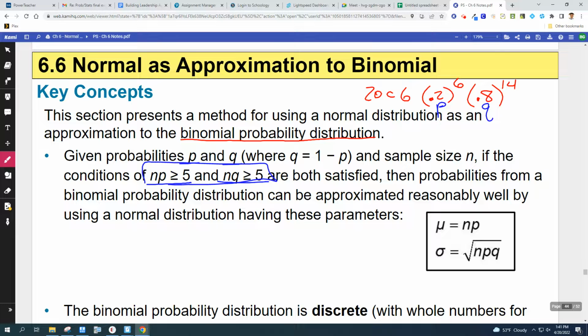Now, if we go back a chapter or so, you might remember these two formulas. They are going to be important for us to do what we've been doing with the normal. We want the mean and the standard deviation for our normal curve. So we're going to have to calculate it, and we'll use those formulas.